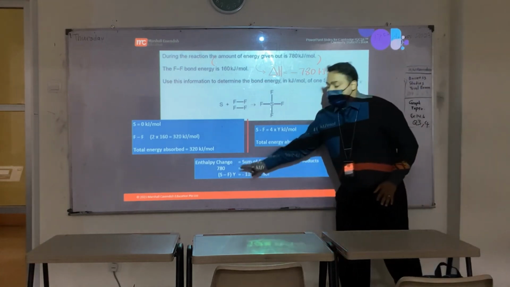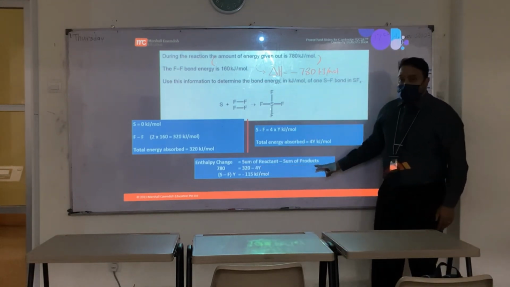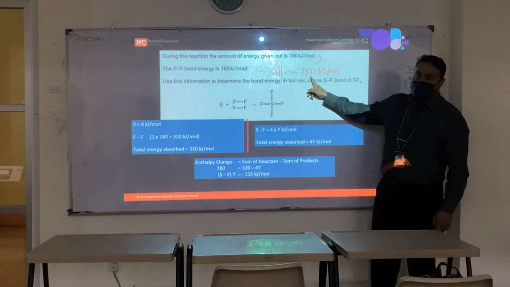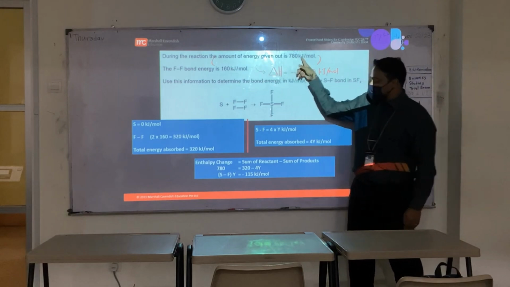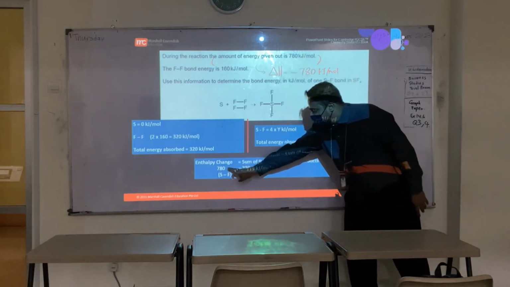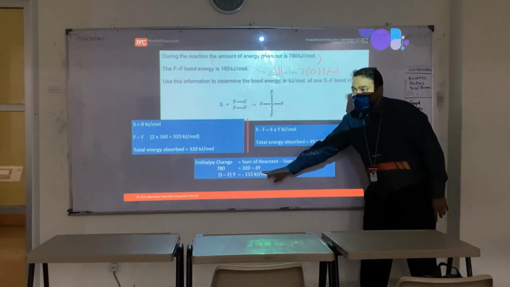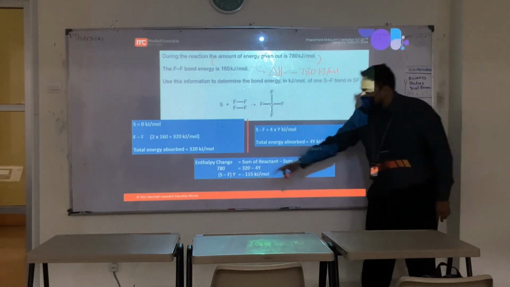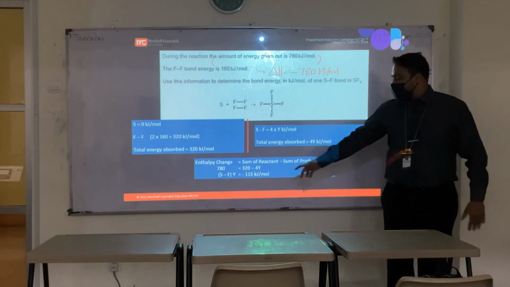So enthalpy change is what? Sum of reactants minus sum of products. They already tell us that when I take reactants minus products, I should get negative 780. That's what this statement means. So negative 780 equals 320 minus 4y. That's the formula, isn't it? So you solve it: negative 780 minus 320, divided by negative 4.